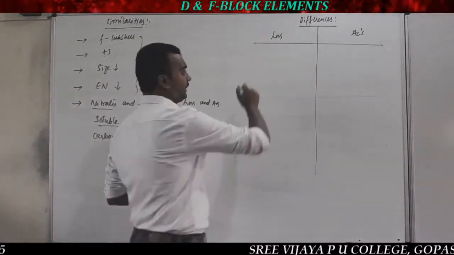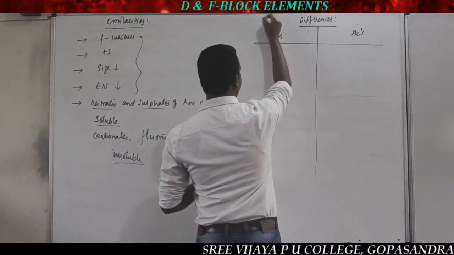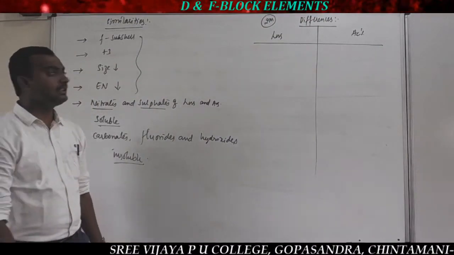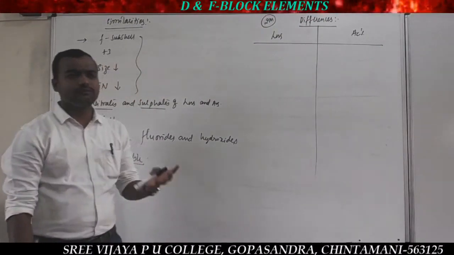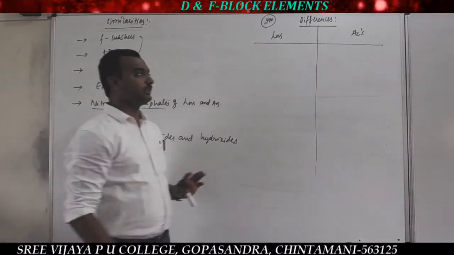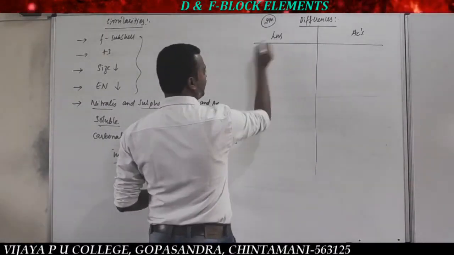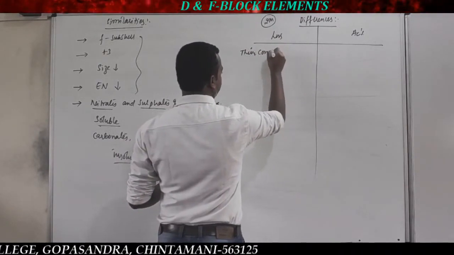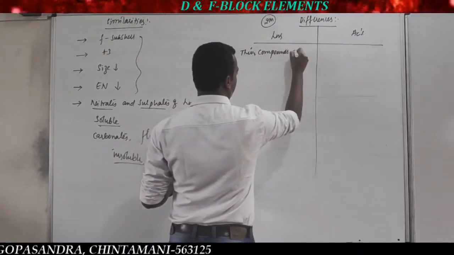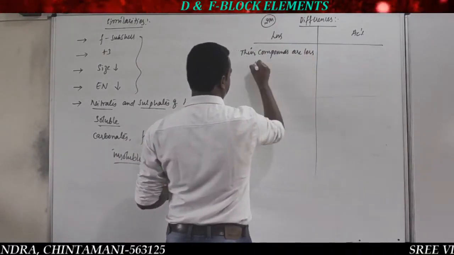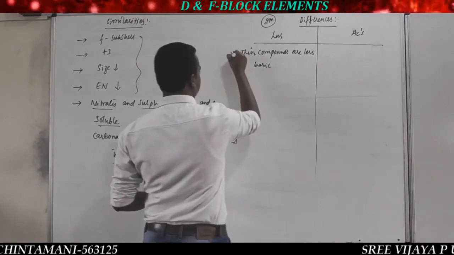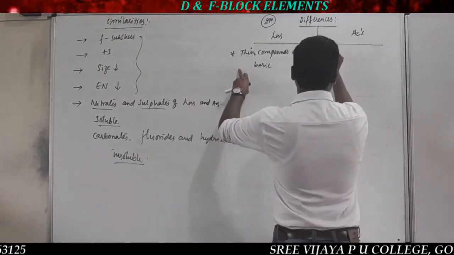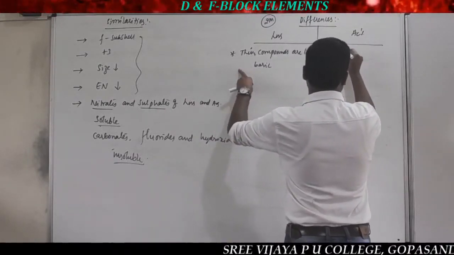And again, a very important question for 2 marks: differences. Write any 2 differences between lanthanides and actinides. There are 4 to 5 differences. So let's go one by one. First difference: lanthanide compounds are less basic, and here actinide compounds are more basic.